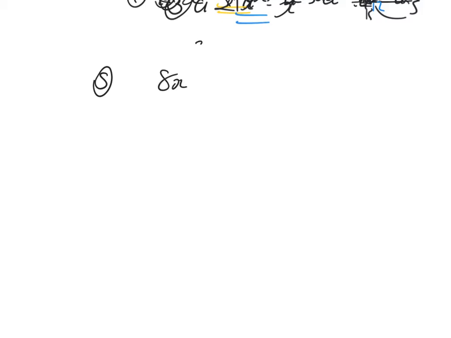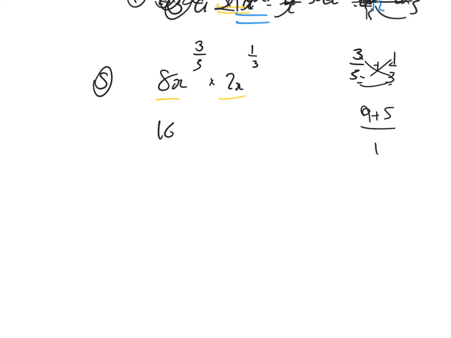Okay, example 5. 8x to the 3/5 multiplied by 2x to the 1/3. Okay, 8 times 2 is 16. Remember, we only apply the rules of powers to the powers, which is when you multiply, you add the powers, that's rule 1. So that's 3/5 plus 1/3, kiss and smile. 3 times 3 is 9, plus 1 times 5 is 5, over 5 3s are 15, 9 plus 5 is 14, 14/15. 16x to the 14/15.